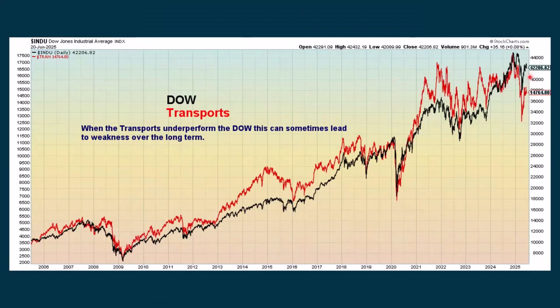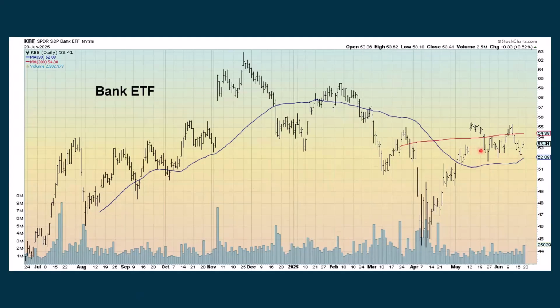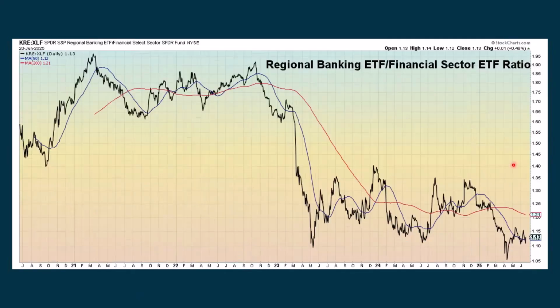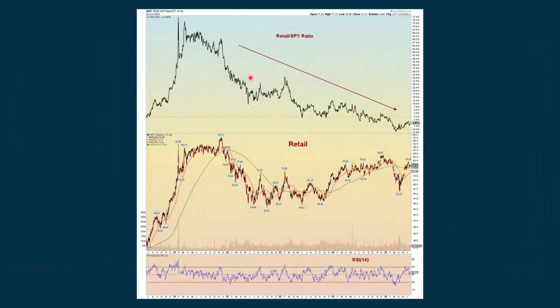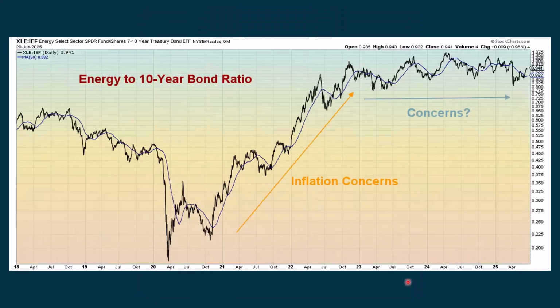We keep an eye on the Dow, which is the black line, and the transports, which continue to underperform the Dow itself. The bank ETF just kind of meandering around below its 200-day moving average, but still above its 50-day moving average. And keeping an eye on the regional banks, which are smaller banks, and comparing them on a ratio basis with the financial sector, not showing any strength, but not an awful lot of weakness lately. The retail sector continues to underperform the S&P, even though it's above its 200-day moving average here and still above 50 with the RSI.